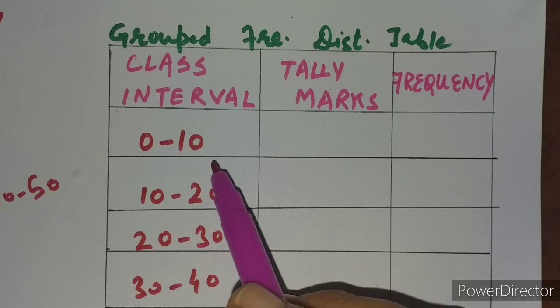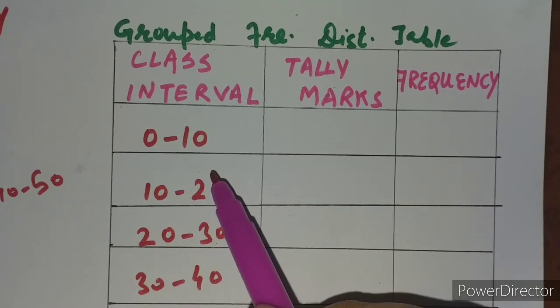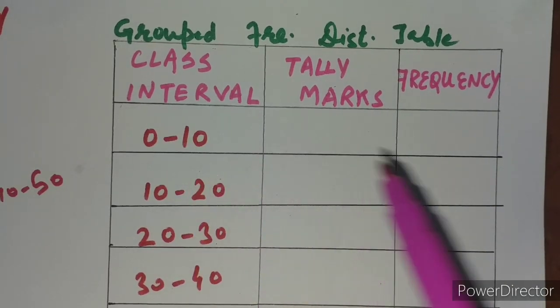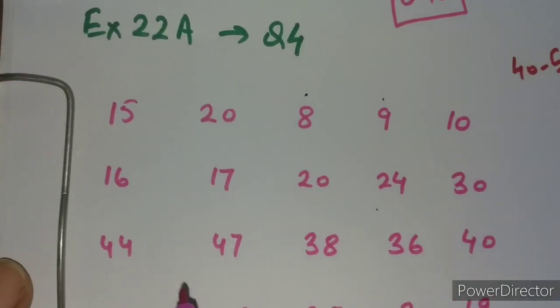It can be 9.5 also, but because there is no decimal number given in the raw data, we will not talk about that. So we are going to count only from 0 to 9. That will be the frequency. So let us start counting from the first one.